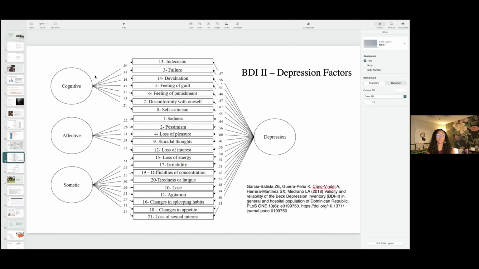At the cognitive level, the Beck Depression Inventory asks about difficulty making decisions, a sense of failure, devaluing oneself, feelings of guilt, punishment, feeling uncomfortable with oneself, dissatisfied with oneself, and feeling very critical. At the level of emotions: sadness, pessimism, loss of pleasure, suicidal thoughts, lack of interest, energy, and irritability. And at the somatic level, we are measuring concentration, tiredness or fatigue, a sense of loss, agitation, changes in sleeping habits, appetite, and also loss of sexual interest.